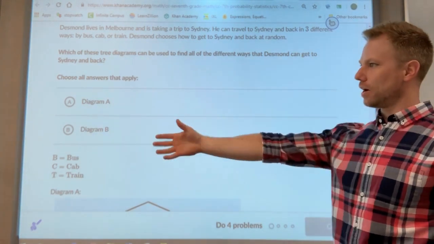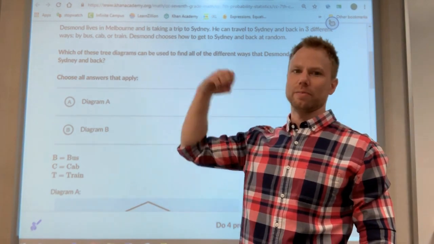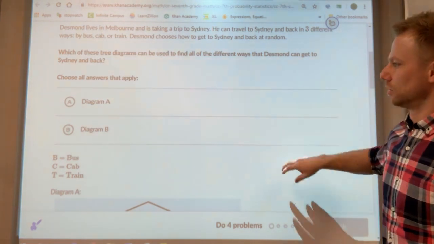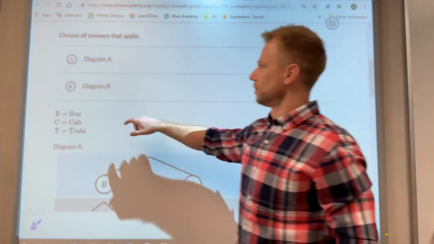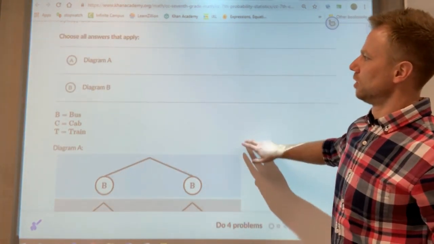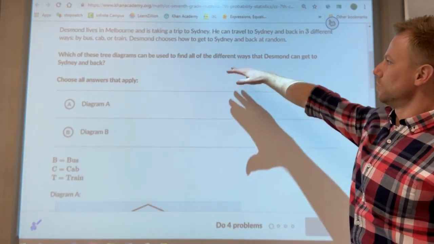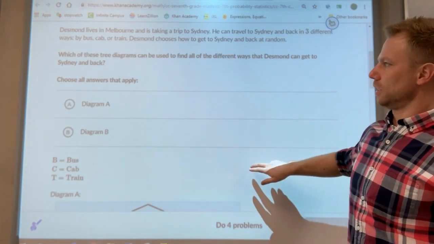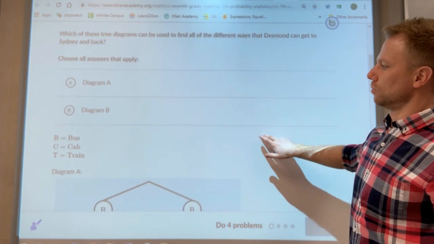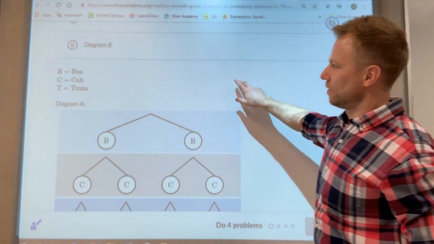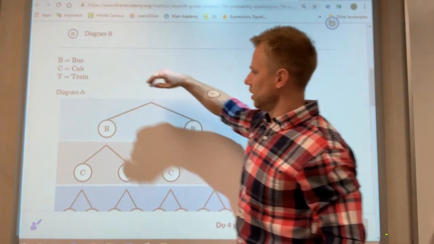Okay, so he's going there, has those 3 options. He's coming back, has the same 3 options. Okay, bus, cab, and train. So we have to figure out which of these diagrams below can be used to find all the different ways Desmond can get to and back from Sydney. So we have these 3 choices: bus, cab, train.